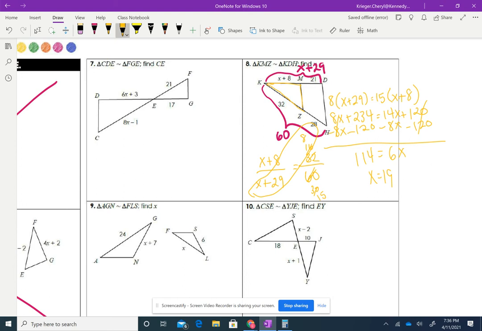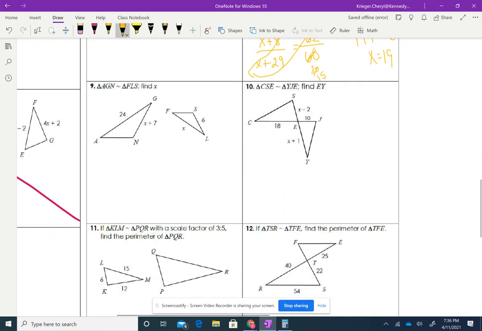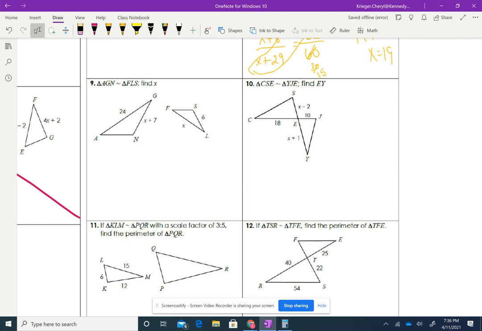All right. Number 10. Triangle CSE is similar to YJE. CSE. So this x minus 2 side corresponds with the 10, right? SE, JE. And the 18 corresponds with the x plus 1. Okay. So let's do x plus 2 over 10 equals 18 over x plus 1.